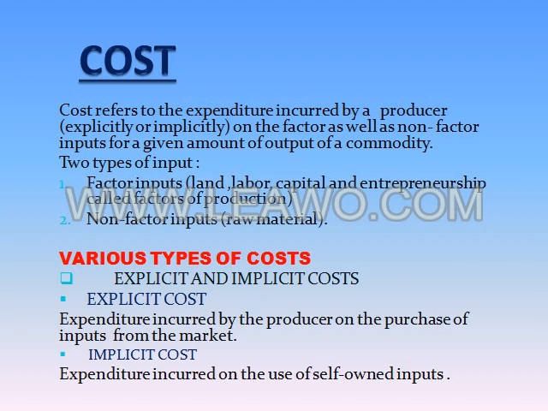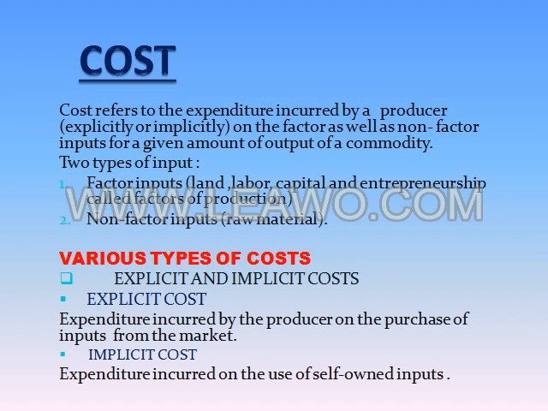Cost. Cost refers to the expenditure incurred by a producer on the factor as well as non-factor inputs for a given amount of output of a commodity. The firm's output level is determined by its cost. The producer has to pay for factors of production for their services. The expenses incurred on these factors of production are known as cost of production, or in short, cost. Thus, cost of production provides the flow to pricing.